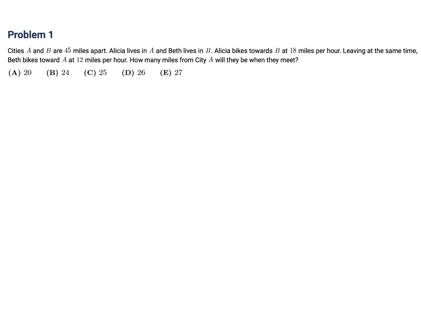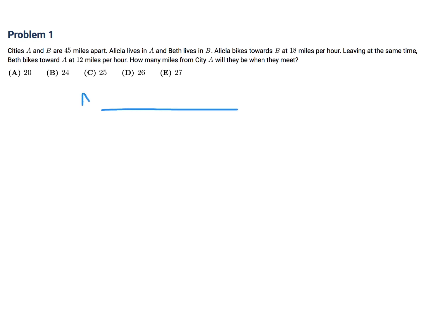Cities A and B are 45 miles apart. Alicia lives in A and Beth lives in B. Alicia bikes towards B at 18 miles per hour, leaving at the same time. Beth bikes toward A at 12 miles per hour. How many miles from city A will they be when they meet?